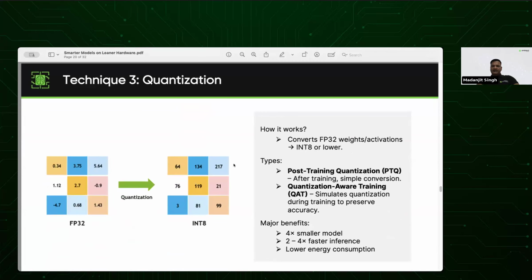Third technique, quantization, we discussed already. Quantization could be of two different types. Post-training quantization always comes into the picture when someone has built the model, and they want to quantize it from FP32 to, let's say, int 8.